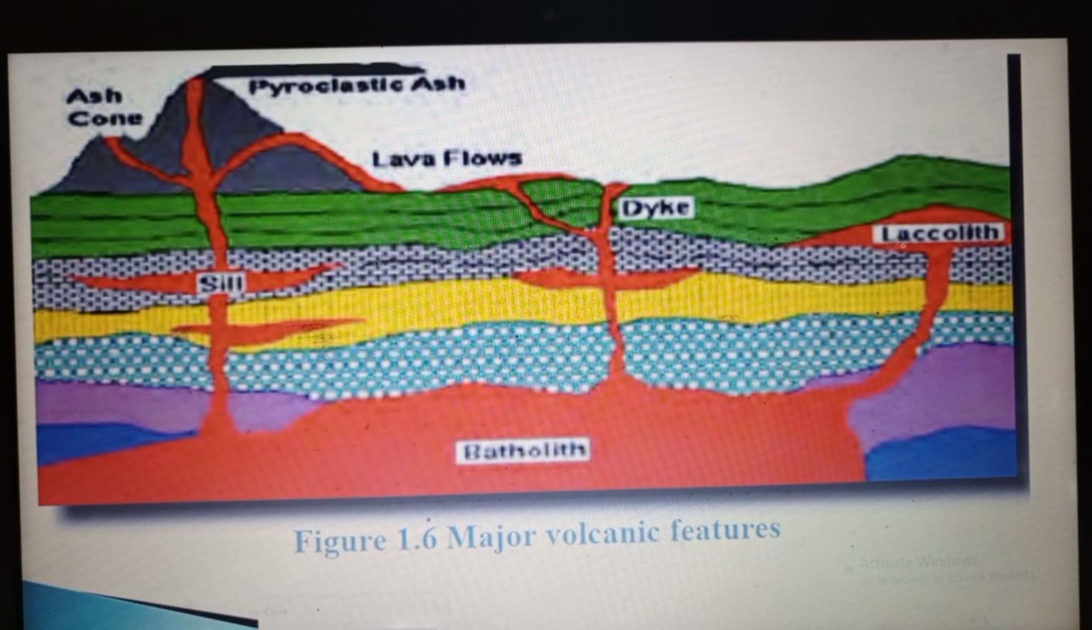The second one is known as laccolith. Here it is, laccolith. It is smaller in mass than a batholith, and it is identified by its shape. It looks like a mushroom, mushroom shaped. Look, this one is mushroom shaped. So the mushroom-shaped one, which has a smaller mass than a batholith, is known as a laccolith.